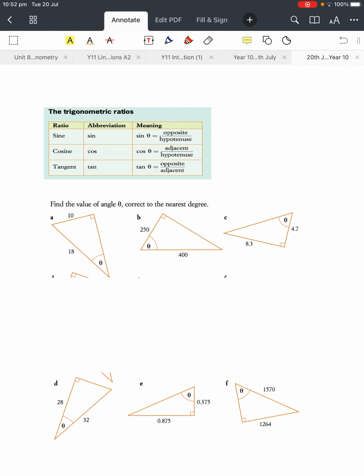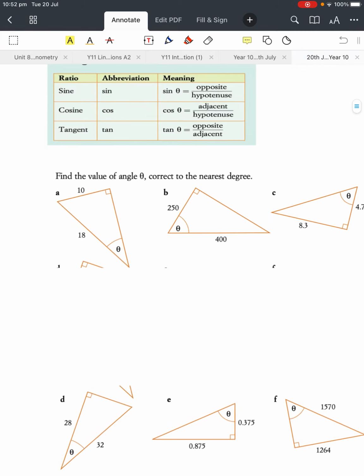Hi Year 10. Today we're going to learn about finding the missing angle in a right angle triangle using trigonometry. In the last lesson we were using sine, cos and tan to find a missing side. Today's lesson is going to be similar, where we're going to use sine, cos and tan to find a missing angle. If anything, it's probably slightly easier than finding a missing side. As I do the questions, you'll find the steps are pretty much the same.